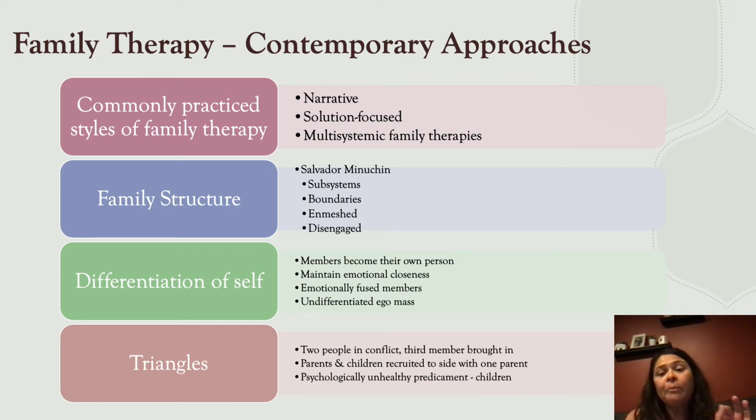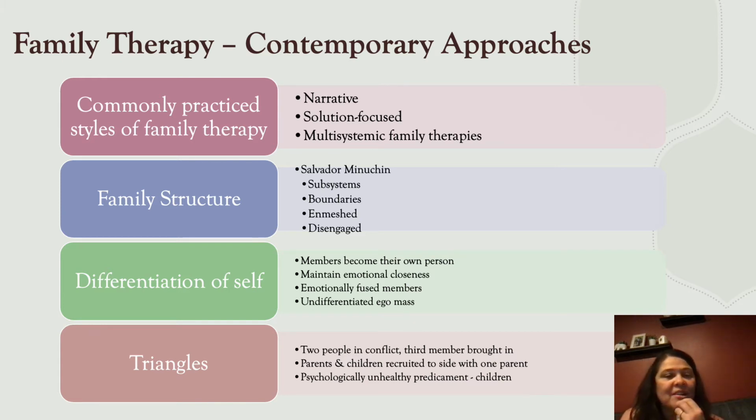Differentiation of self is very important, and this was identified by Murray Bowen, who also developed the Thematic Apperception Test, which is a projective test. But he says that the primary task for each person is self-determination. Healthy families need to allow each person in the family system to be their own person, to individuate and to find their own individuality without sacrificing emotional closeness. So emotional bonding and closeness is still very important. However, each person needs to individuate and find their own self within the family system.